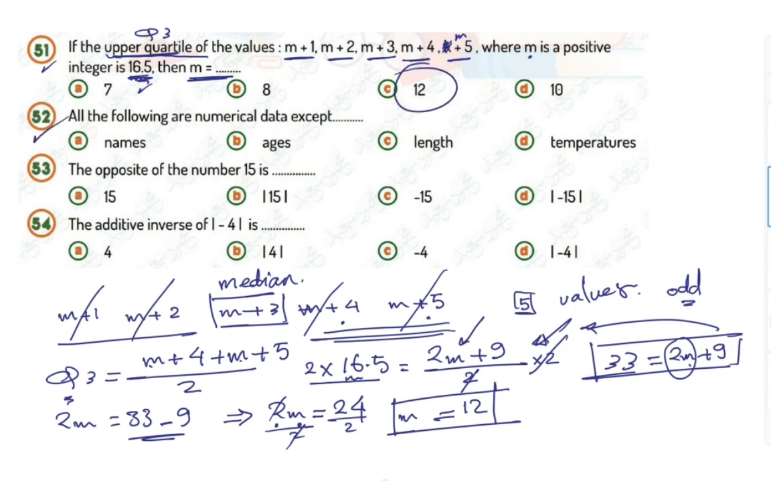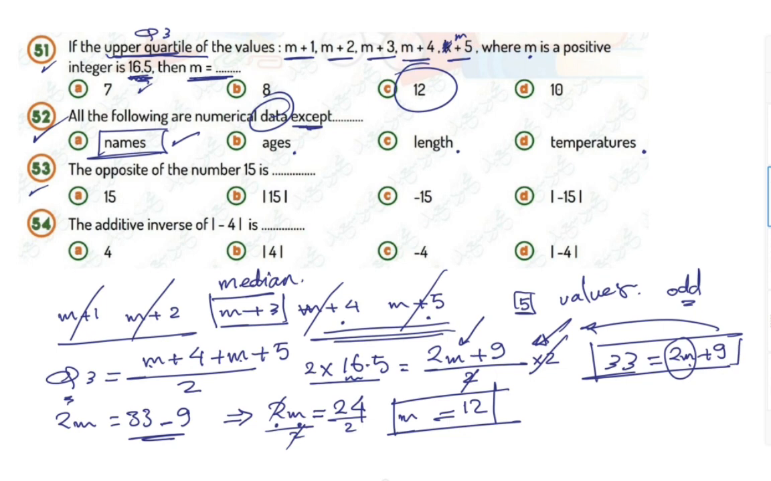Next point, 52. All the following are numerical data except what? We have two kinds of data, numerical or categorical. Categorical is words, like colors or subjects. But numerical, any question you can answer by a number. Now, are names numerical? No, it's categorical. But age, numerical. Length, numerical. Temperature, numerical. So he asked us about the numerical data except categorical data. So I choose categorical data.